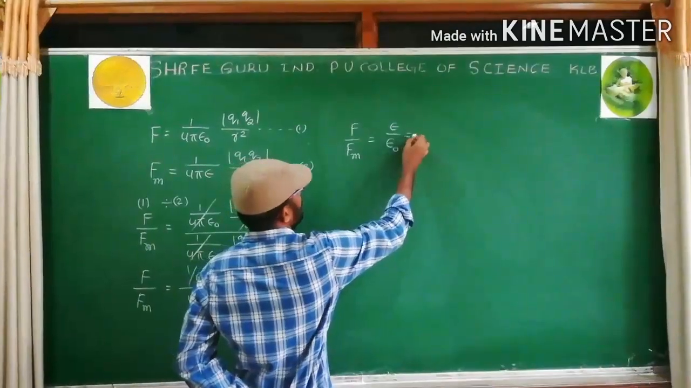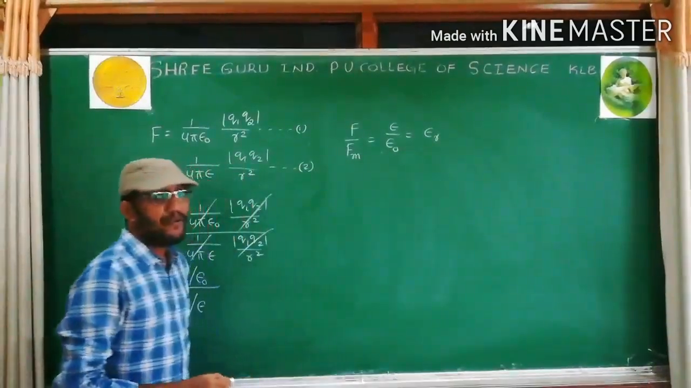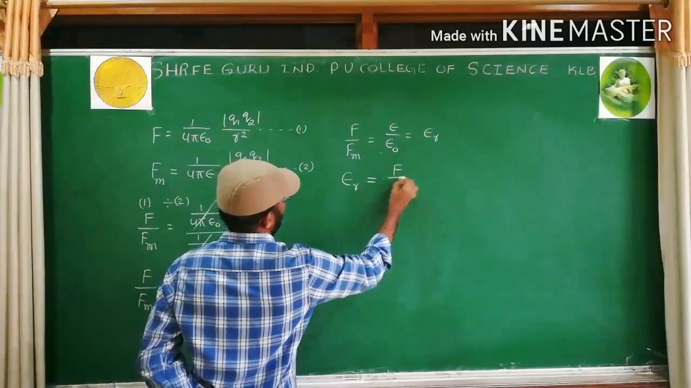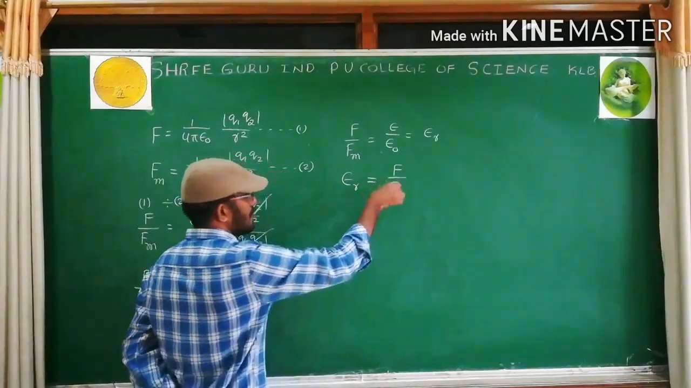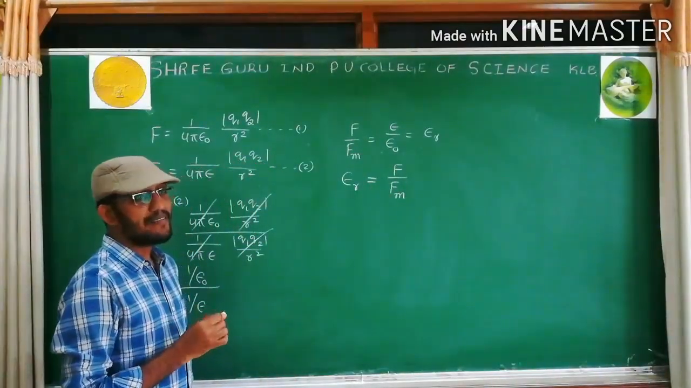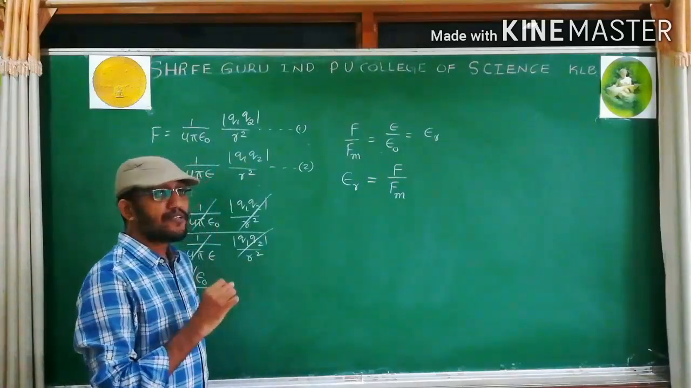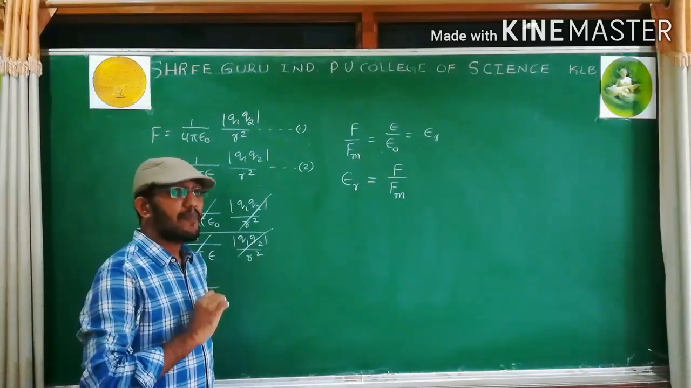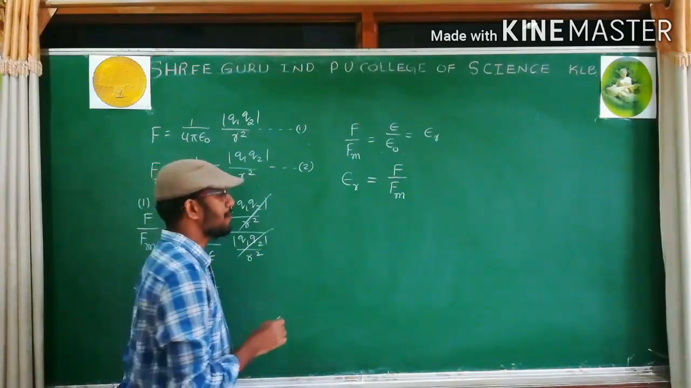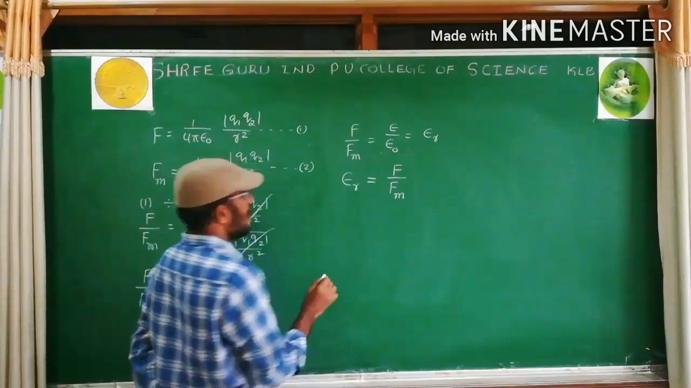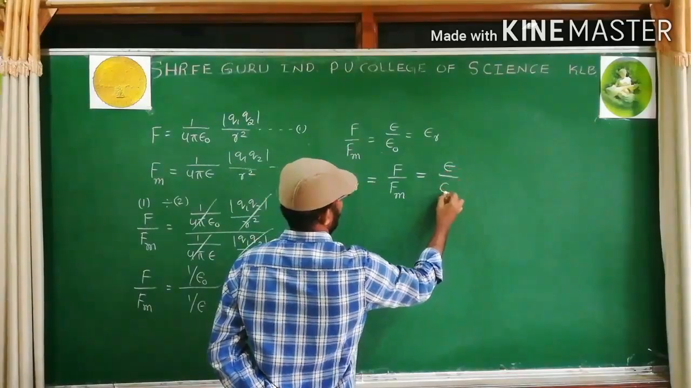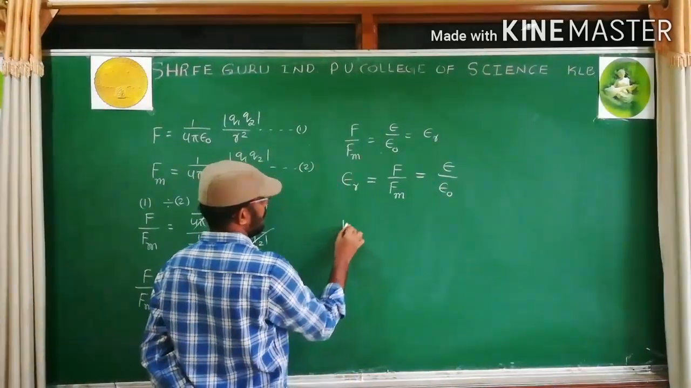It is a ratio now. This ratio we already know is relative permittivity. So relative permittivity is equal to F divided by Fm. It is also a ratio only. F means electrostatic force between two charges in vacuum. Fm means electrostatic force between the same charges separated by the same distance but placed in a medium other than vacuum. So epsilon r is a relative permittivity. We can write F by Fm is equal to epsilon by epsilon naught, and epsilon r we can write like a k.